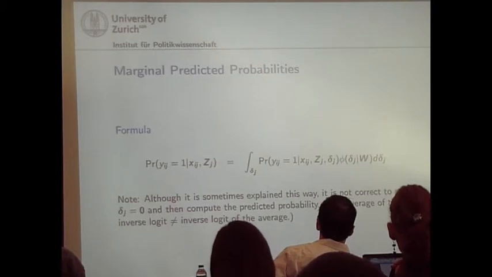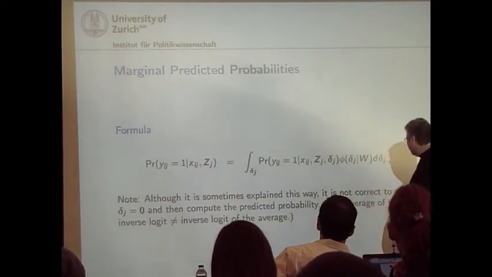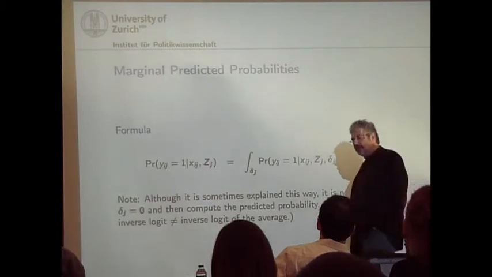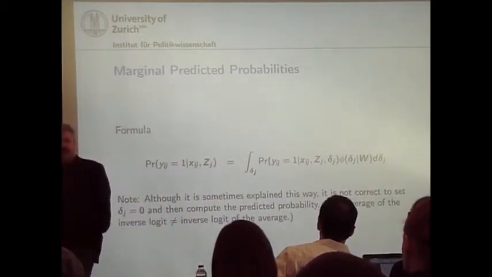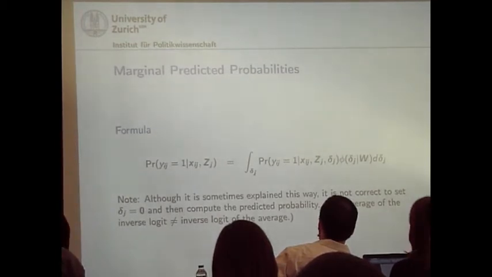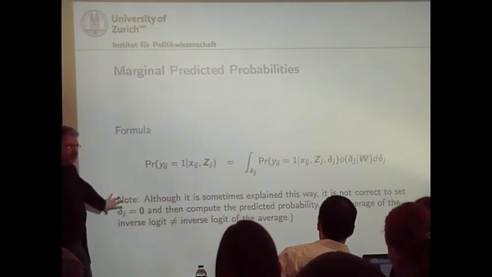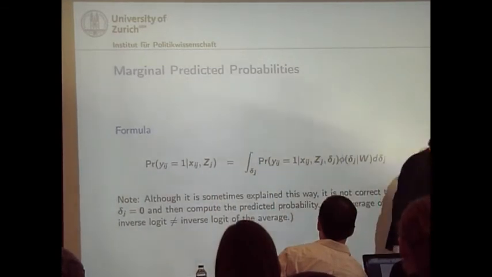But that doesn't work, because what we want is the average of the inverse logit. And that is not the same as the inverse logit of the average. So this is the right way of doing it. Don't do this other thing.